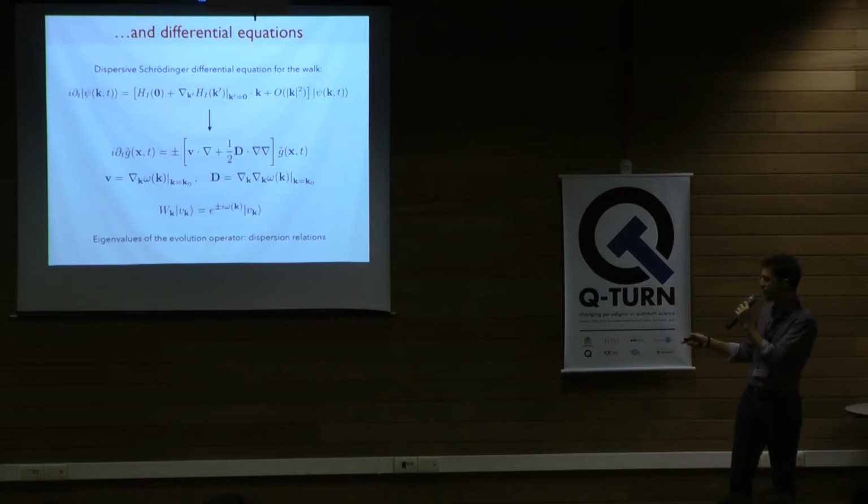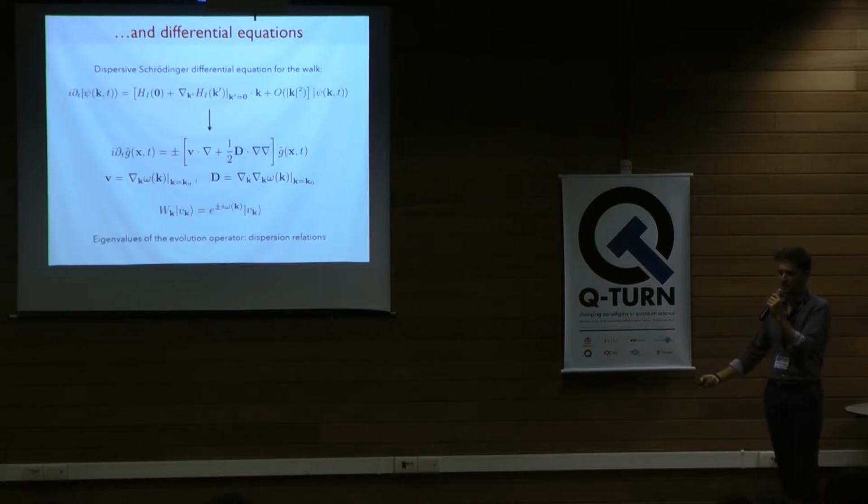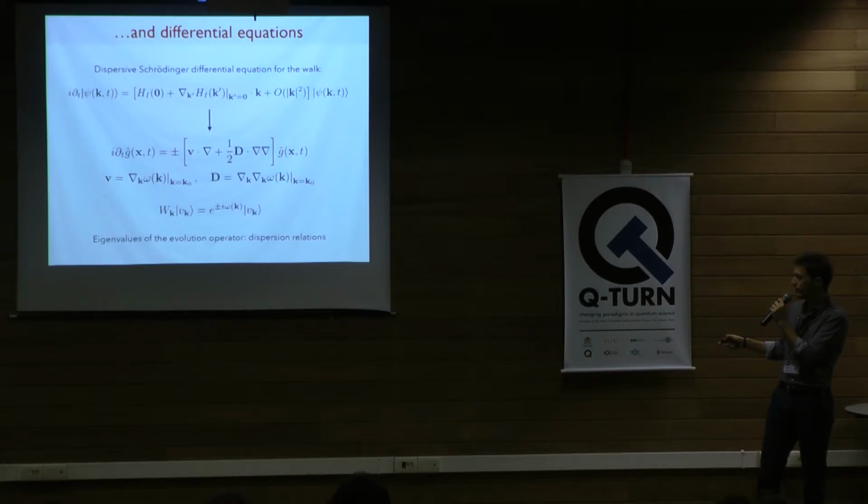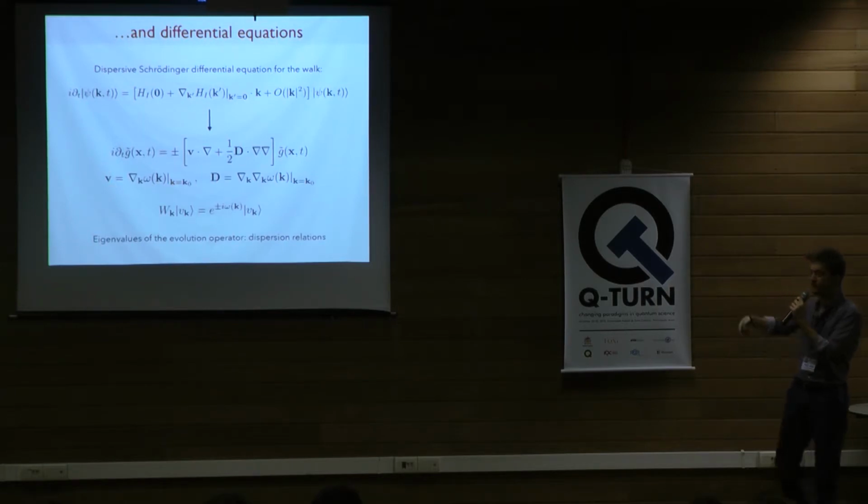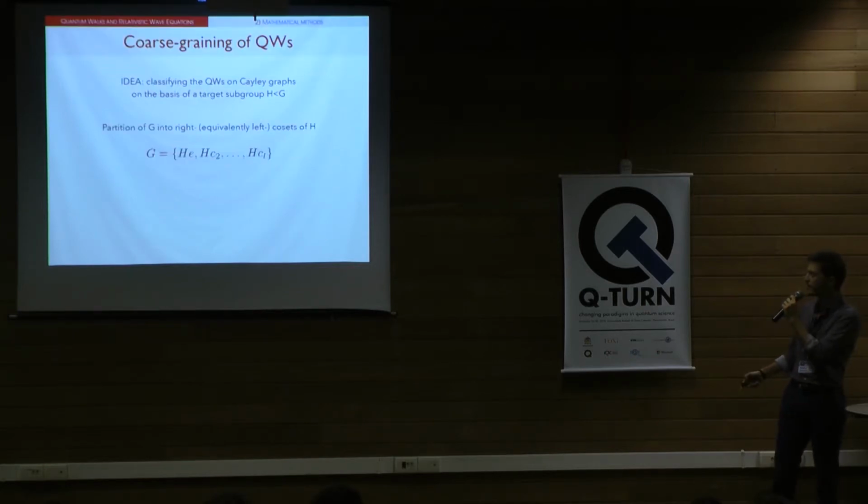So we have the group velocity with this function omega, which is the dispersion relation of our system, and also the diffusion coefficient. The dispersion relation is given by the eigenvalues of the evolution operator. And they play the role of velocity when differentiated one time, and the diffusion coefficient in general.